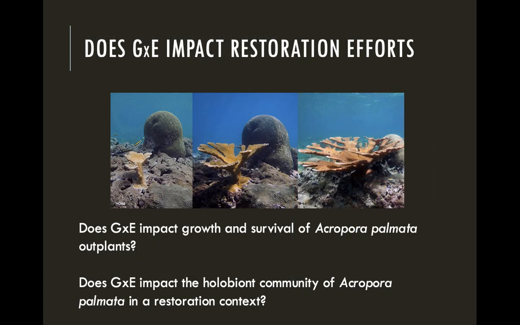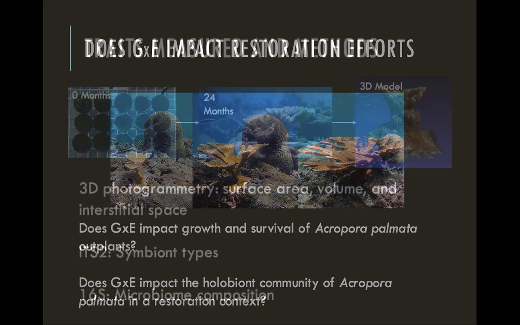So the main questions for this study in palmata were: do you see genotype by environment impacts on the growth and survival of Acropora palmata outplants? We didn't look at reproduction. Survival was our fitness metric in this case. And how do these changes impact the community of Acropora palmata? We think about community here in the context of other organisms that might be living on or around. So in this case, we looked at microbial communities, so bacterial communities, as well as the communities of symbionts that these corals house, and found some different things.